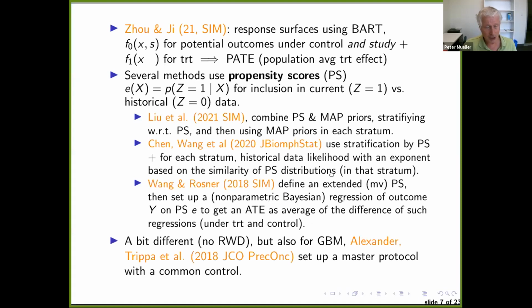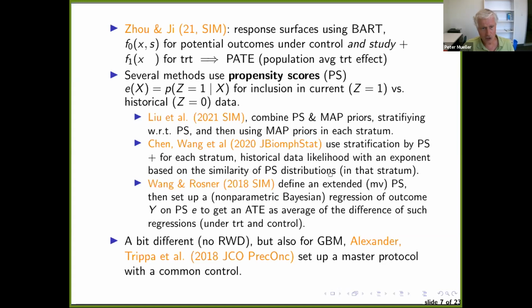And many others. There's really many of these approaches. There's many variations you can play. A little different, and I only mention it here because it's also in the context of glioblastoma, Alexander, Lorenzo Trippa, and others, they set up a master protocol where many different studies share a common control, and it's not really real world data, but it's still the same theme of sharing controls from elsewhere.